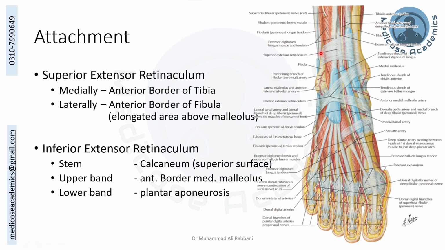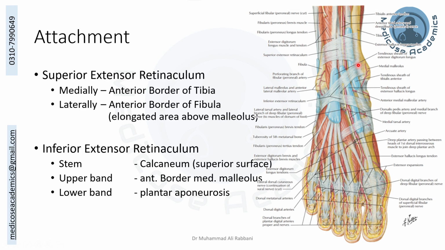The superior one is attached medially to the anterior surface, the anterior border of the tibia, and laterally is attached to the anterior border of the fibula in the triangular area above the triangular area of the malleolus.